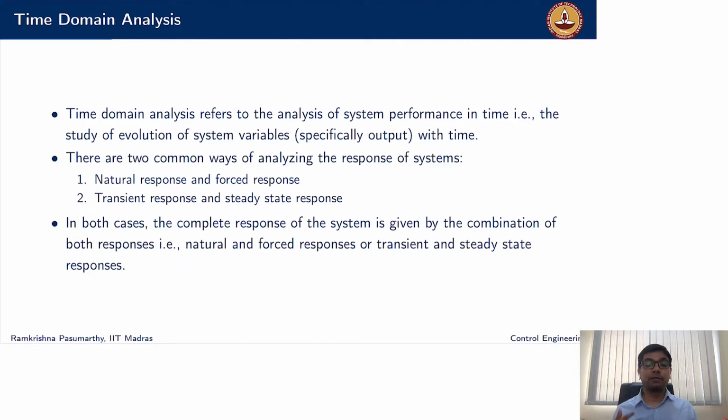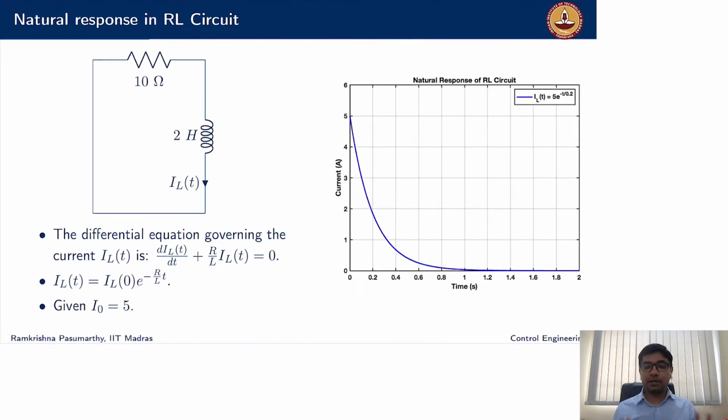So what happens without any input signal with some initial condition, and what happens to the system with some input signal? Also, how fast or how slow the system moves, and what happens in the steady state, what happens eventually in the system. So let us start with some examples which we are now familiar with.